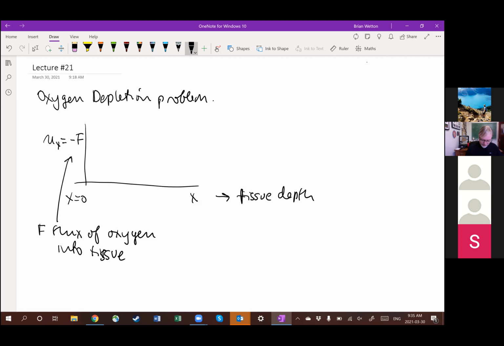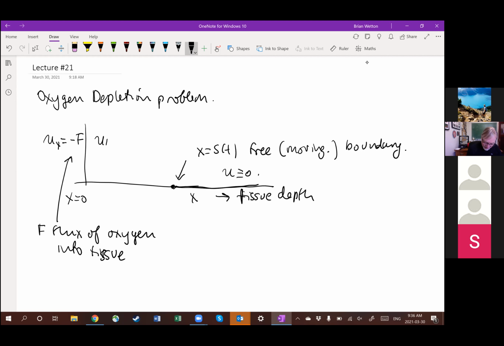And there will be a free boundary. If you reserve free for a steady state, this is a moving boundary. My free boundaries can move, but that's something that changes in the literature depending on where you're looking. And then past here, there's no oxygen left because in here, it is diffusing away from this input, but also being consumed.